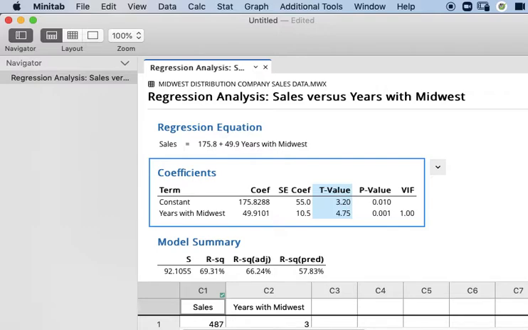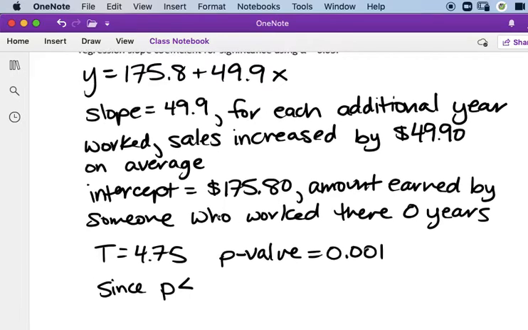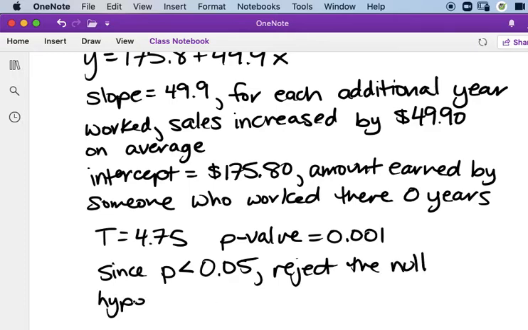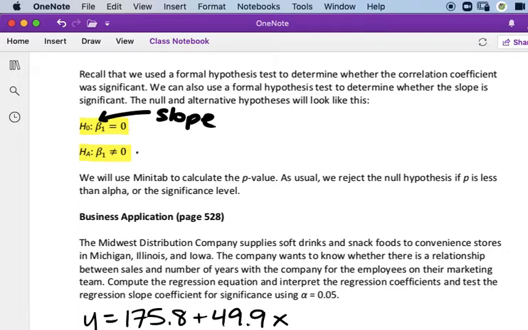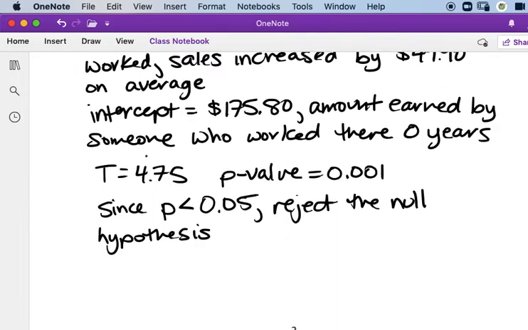Comparing my p-value to alpha, p is less than alpha, whatever alpha I'm using. In this case, it's 0.05. So that means we reject the null hypothesis. Going back up to my hypotheses, rejecting the null hypothesis means that I have evidence to support the alternative. So I have evidence that the slope is not equal to 0.